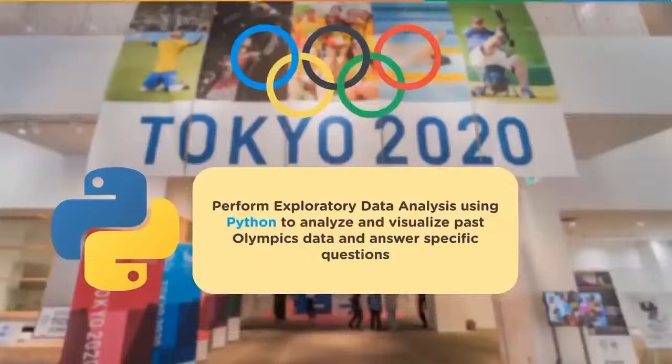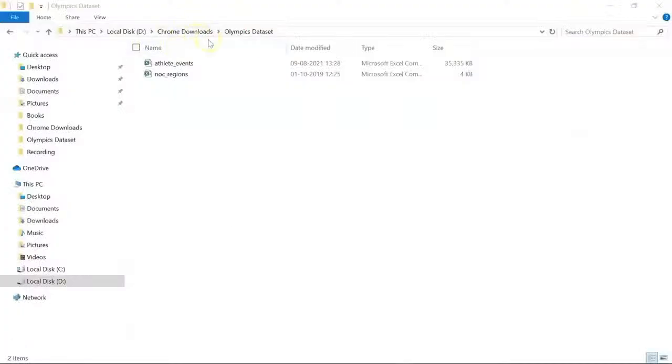Now, let me go ahead and show you the datasets that we'll be using in this video. So here you can see I have my Olympics dataset folder that has 2 datasets. These are CSV files. One is called the athlete_events and the other one is called NOC_regions. So we'll be using these 2 datasets. These datasets can be downloaded from Kaggle. We will post the dataset links in the description of the video. Please go ahead and download them. These datasets have been directly taken from the internet.